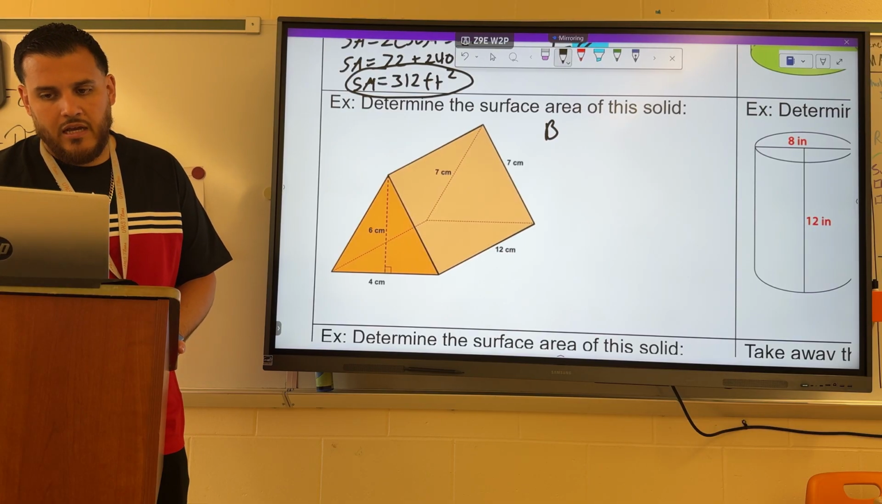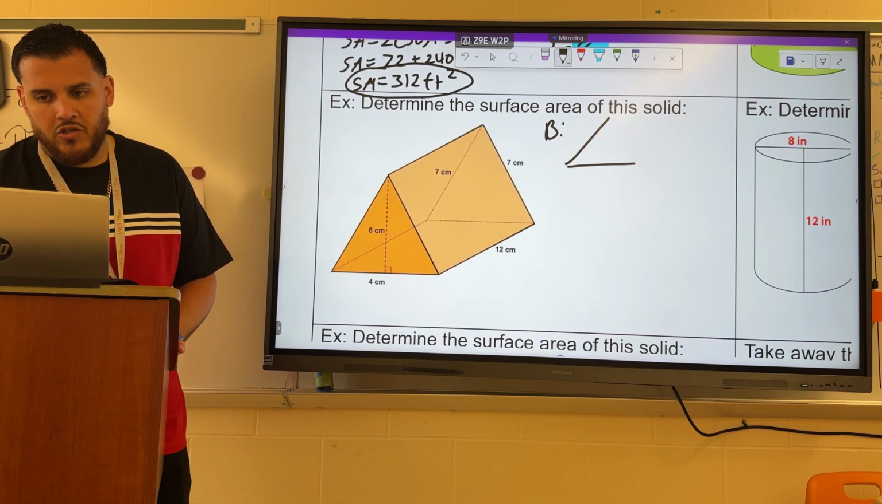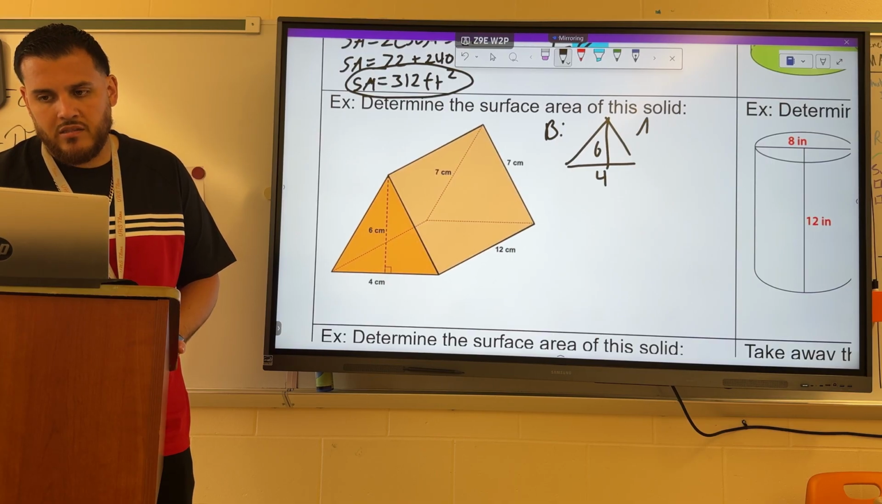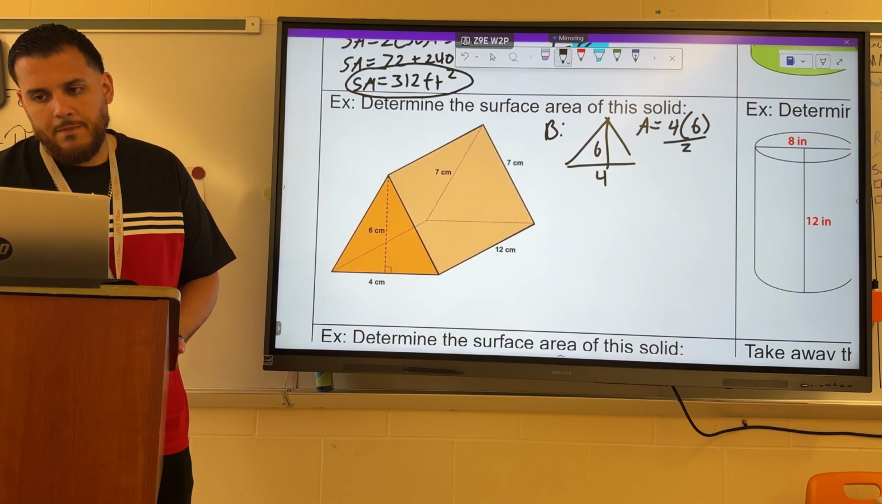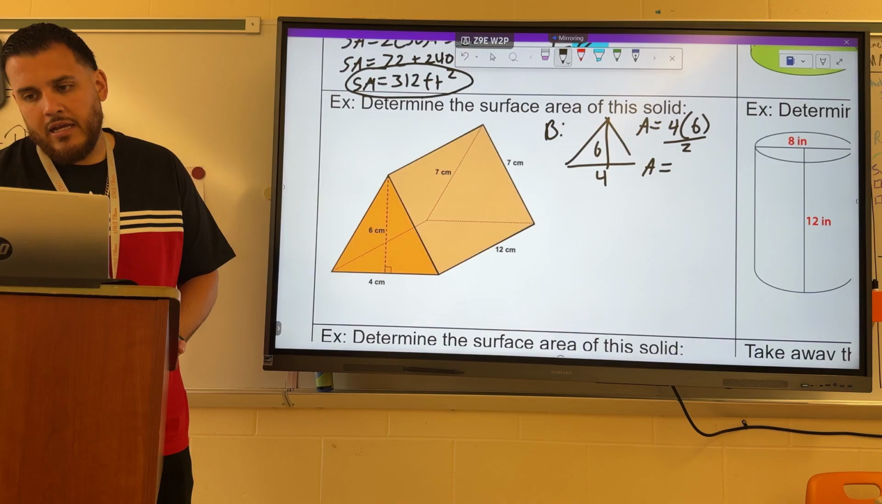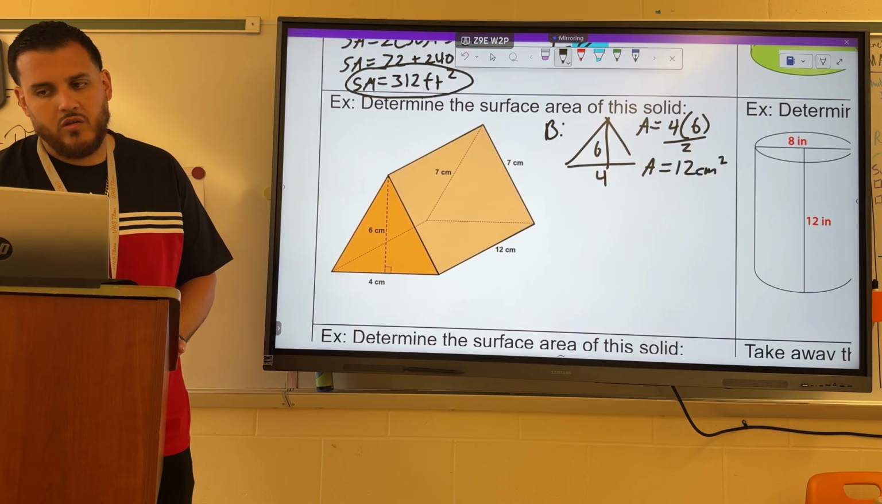So being organized, I like drawing that base separate with the measurements that are required to find the area. For a triangle, you're doing base times height divided by 2. So I'm doing 4 times 6 divided by 2. And that would give me an area of 12 centimeters squared.